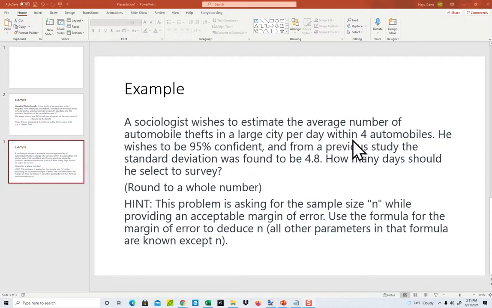Okay, let's take a look at how to do the sample size by hand. This one's asking us how many days should we select for the survey. So it's no longer asking for a confidence interval, but how many. That says referring to the sample size.